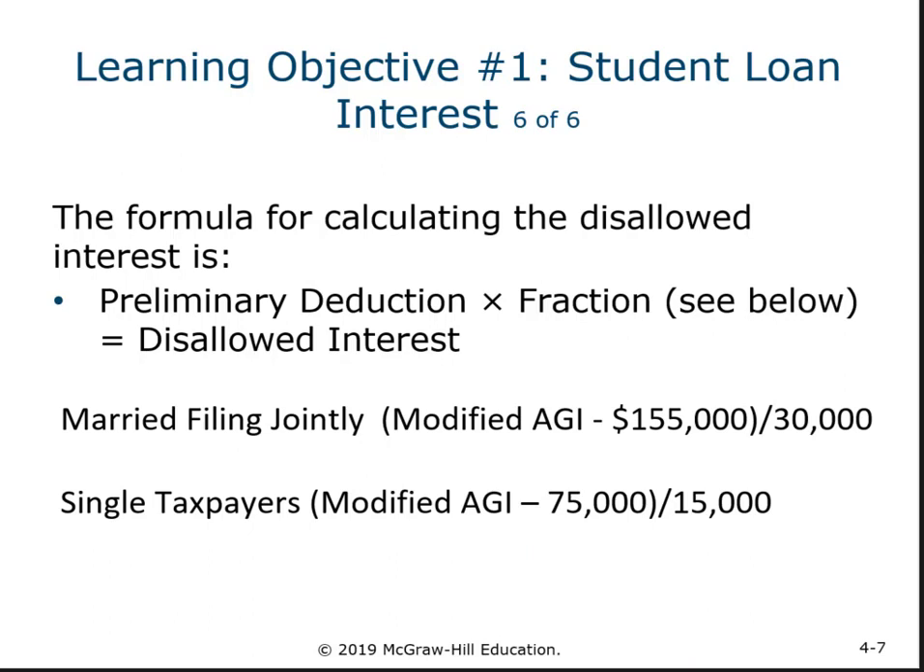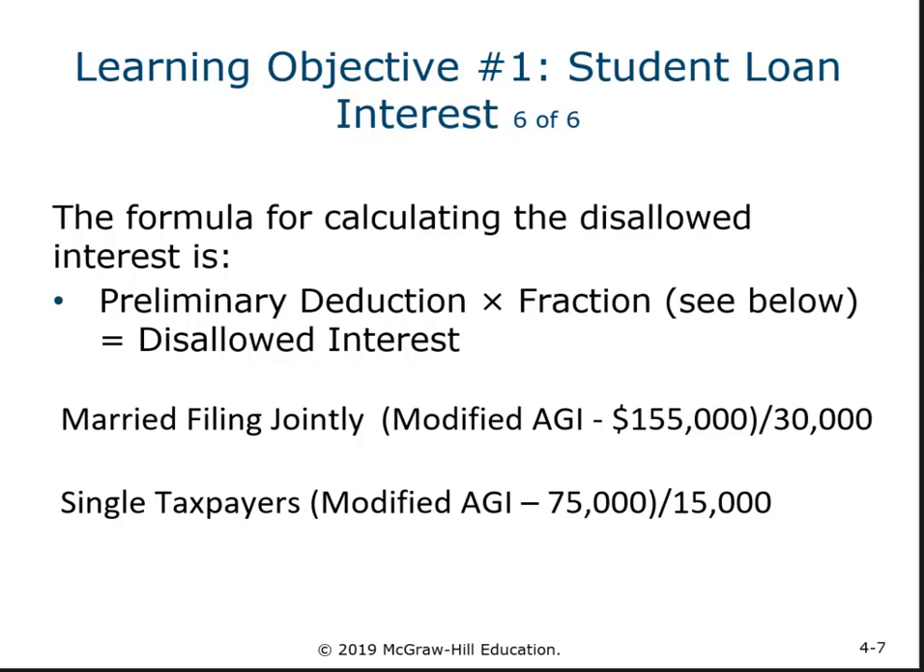So you see that the range is only 15,000. So how do you calculate that? Take the preliminary deduction. Remember, it's limited to 2,500. How much interest you pay, qualified. You then multiply by the fraction, and this is calculating the disallowed interest. So you take what their modified AGI is. If it's under 155, you don't have to worry about it because there's no reduction. But if it's over 155, you take that. If it's over 185, you don't need to bother making the calculation either.